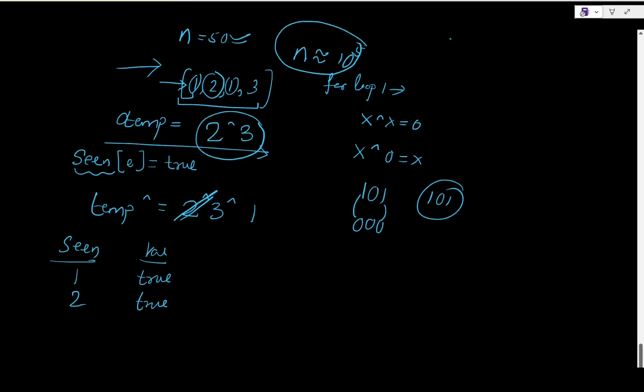Similarly, again we see 1, but 1 is seen. So just ignore it. So temp remains as it is. But for 3, again it is not seen. So again 3 goes off and we are left with 1, which is what we want.